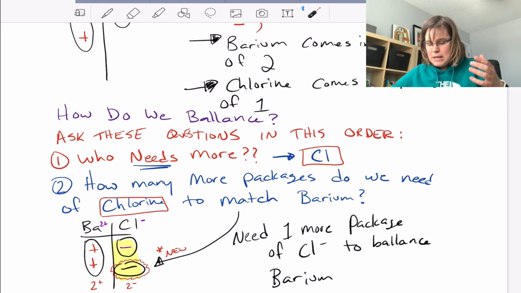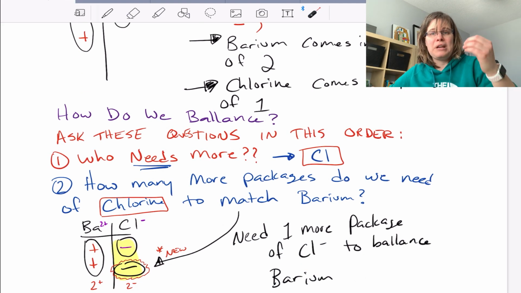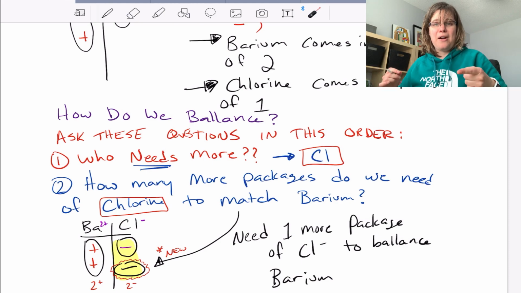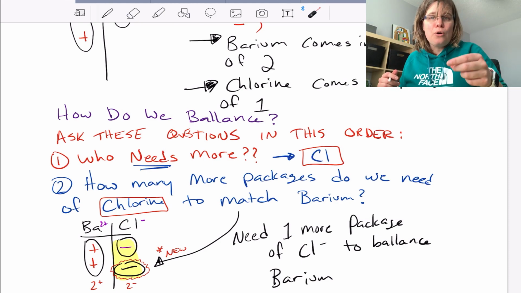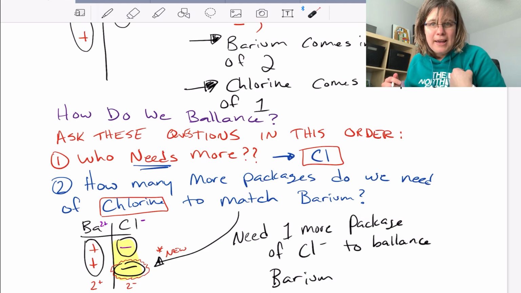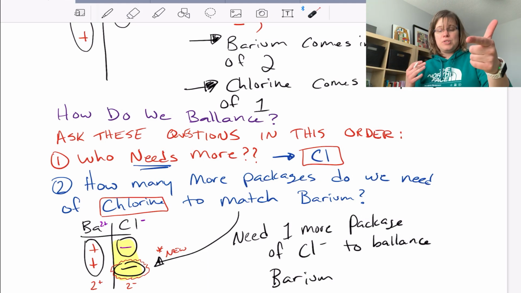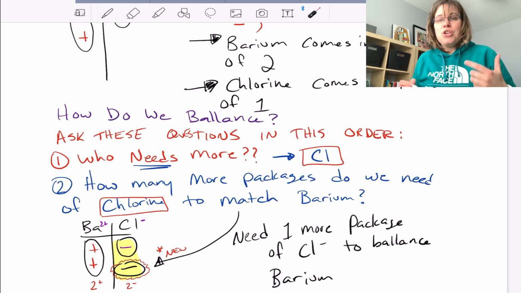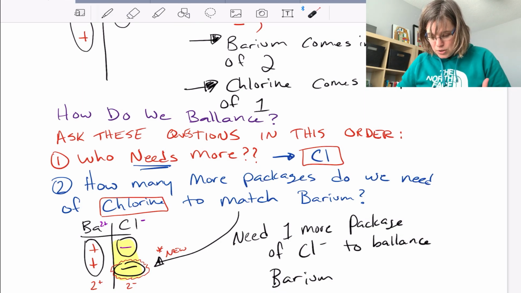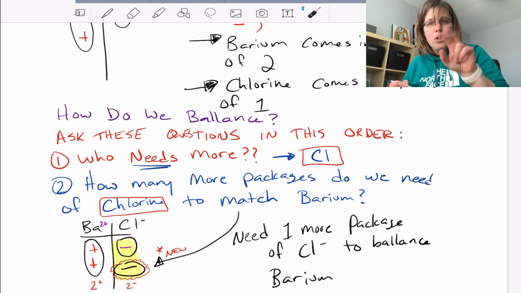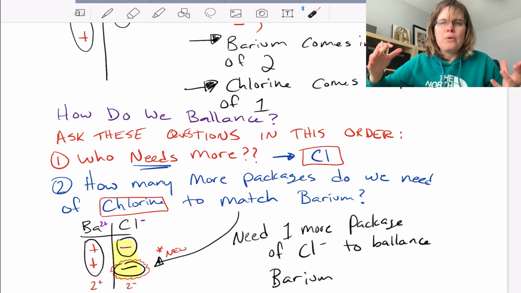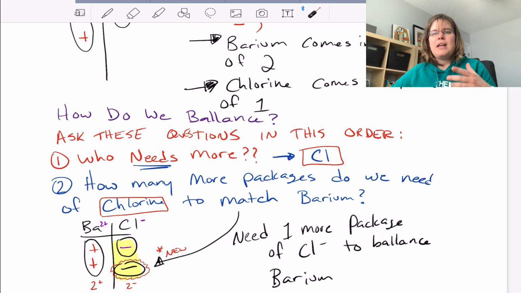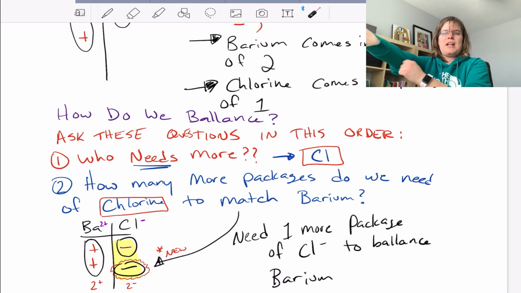Okay, how many packages of chlorine do you need to buy to be fair? So that when I give you a barium bubblegum package of 2 bubblegums, how many chlorine bubblegum packages do I need to buy in order for me to have the same number as you? And the answer is that you need to, in the end, buy 2 chlorines to balance 1 barium. Lots of people get this part confusing because they say, well, dudes, I only need 1 more bubblegum package. And so I only need 1 more, and that should be my answer.